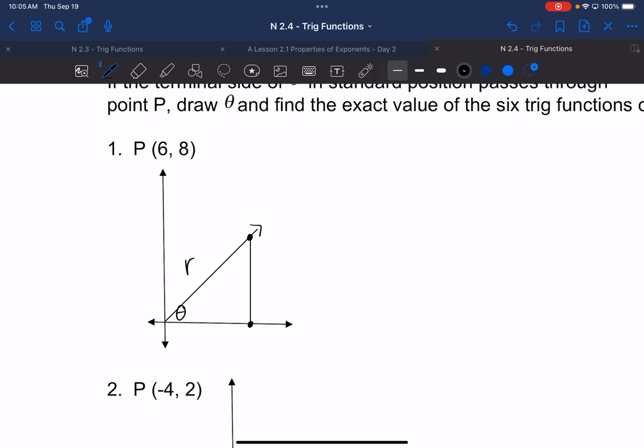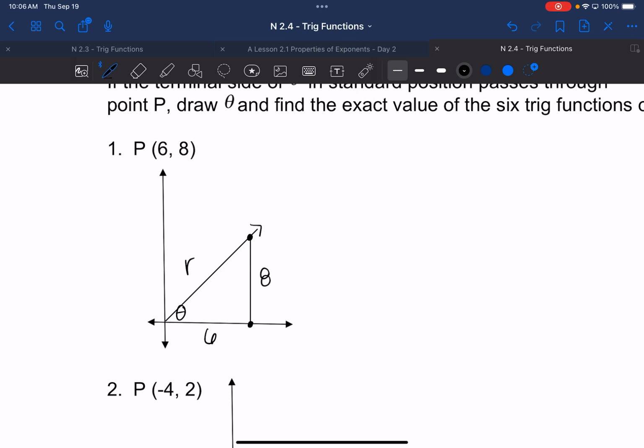Okay, and we know that this is the x value down here at the bottom. Well, what was the x value of this coordinate point? 6. So this side has a measure of 6. And we know the opposite side is a y value, right? And what was the y value they gave us? 8. So this side must be 8. Okay. So we know 2 of the 3 sides.